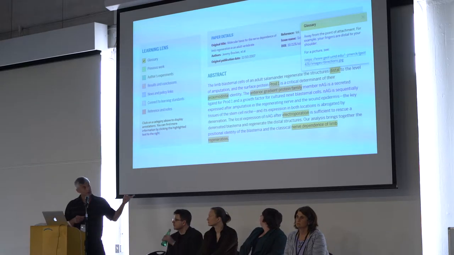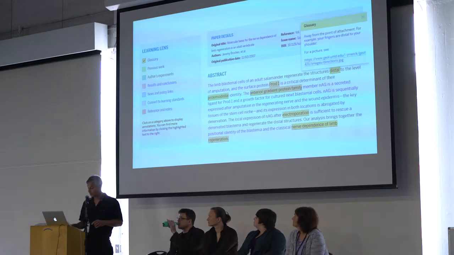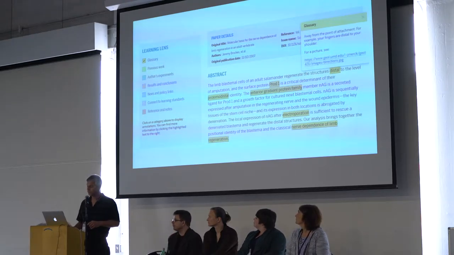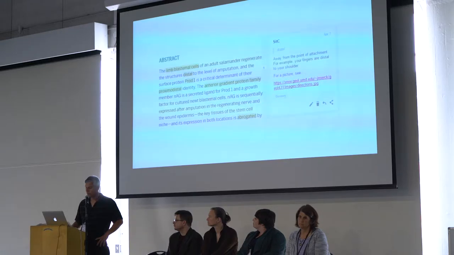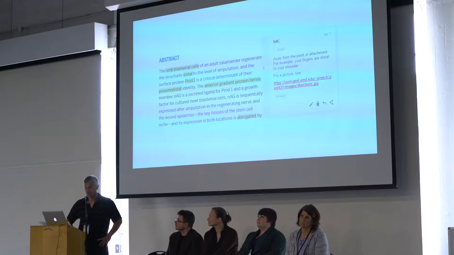There's a widget called the Learning Lens that toggles layers of annotation on and off. Here I've selected the glossary layer and I've clicked on the word distal to reveal the annotation that's attached to it. If we look behind the scenes, Hypothesis was used to annotate the word distal, but Learning Lens predated Science in the Classroom's use of Hypothesis. And the Science in the Classroom team wanted to keep using Learning Lens to display the annotations.